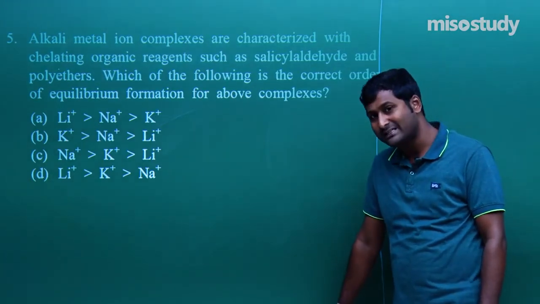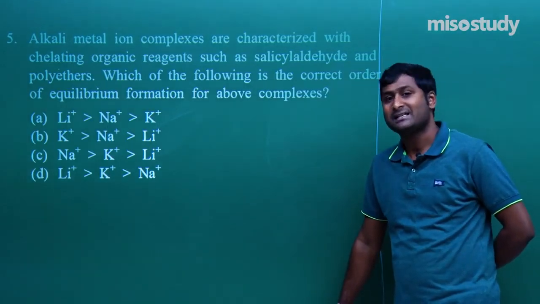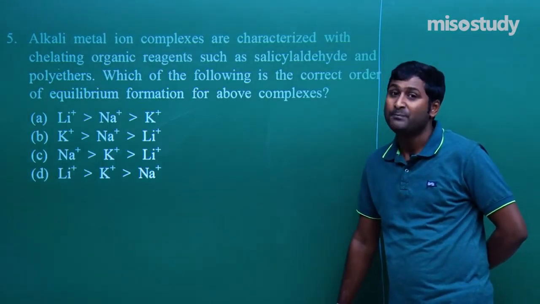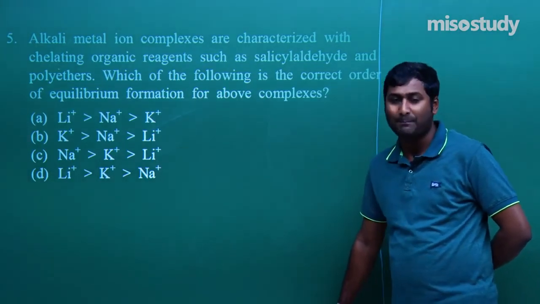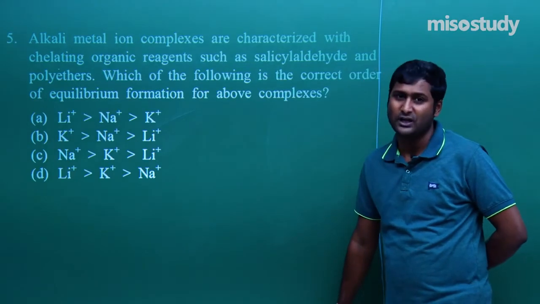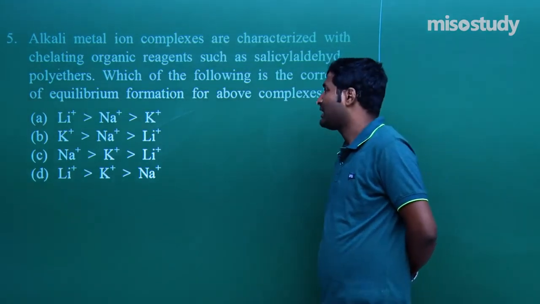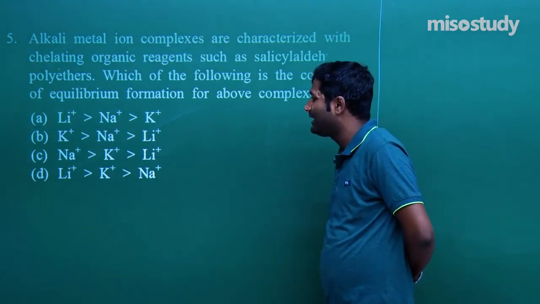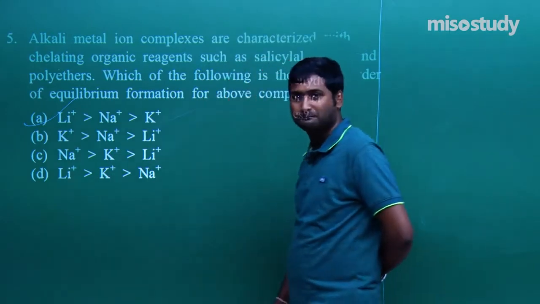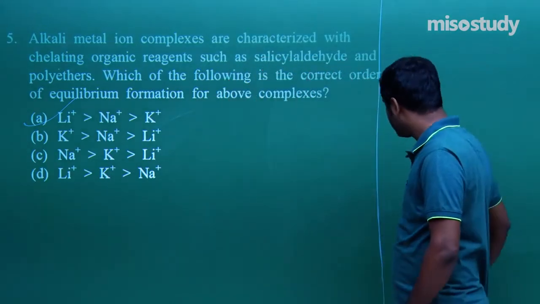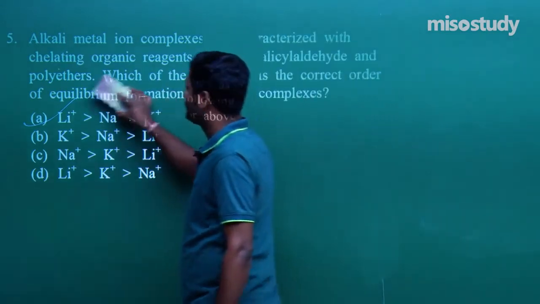Lithium is small in size. If lithium is small in size, it's very simple. We can say that Li+ ion has more tendency to form the complex. So what is the order? First comes Li+, then Na+, and then K+. So this is the correct option, A. Clear? Now I'm going to rub this part and we'll discuss the next part of the question.